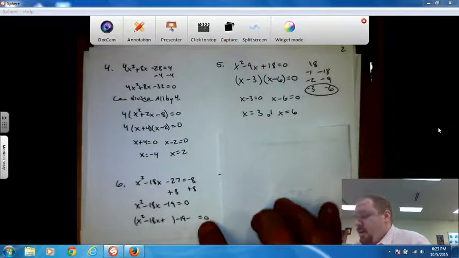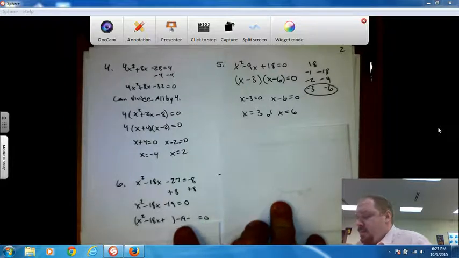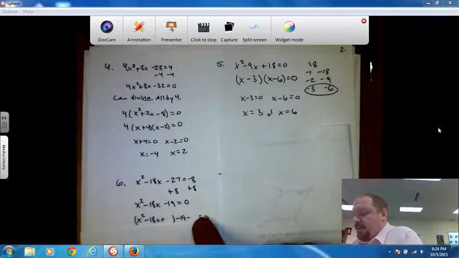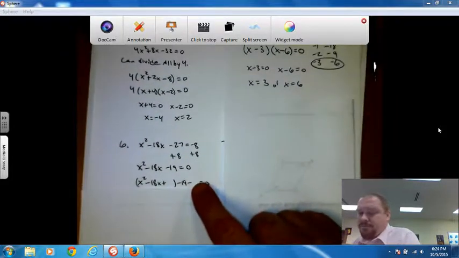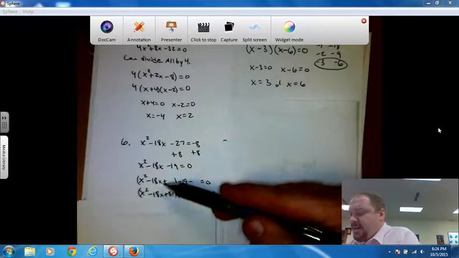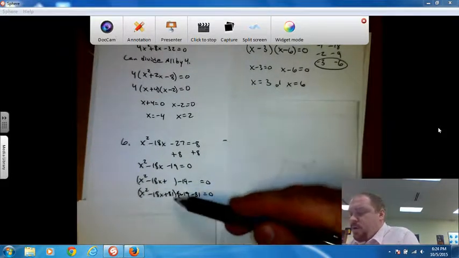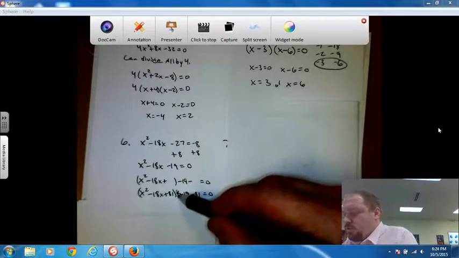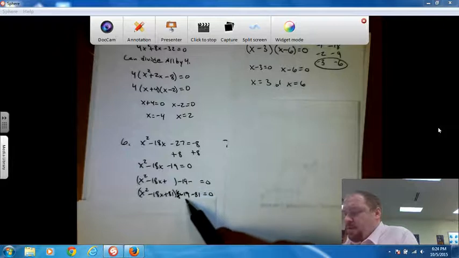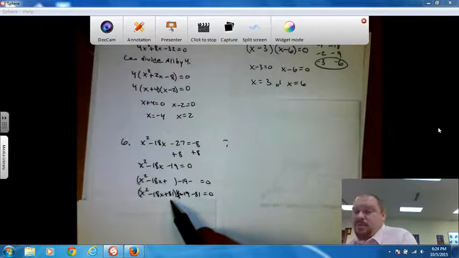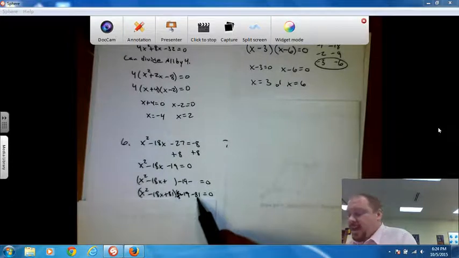So first thing I did was I added my parentheses. Inside the parentheses I put a plus. Outside the parentheses I put a minus sign. Then half of 18 is 9. 9 squared is 81. I just brought down the minus 19. So since I added 81 in parentheses, I have to subtract 81 out of parentheses.